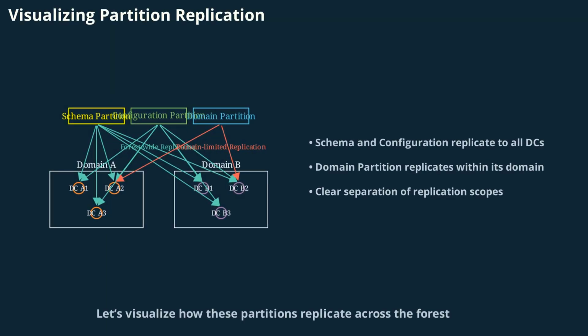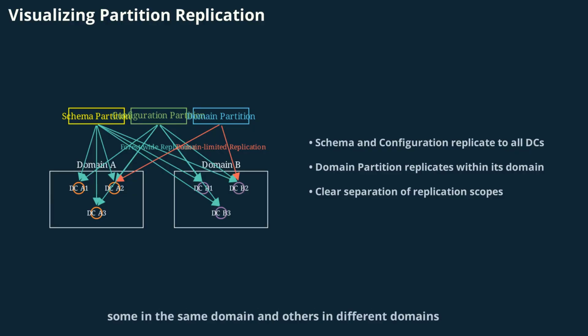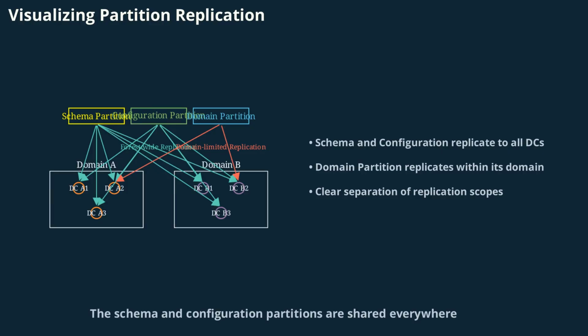Let's visualize how these partitions replicate across the forest. Imagine a network of domain controllers, some in the same domain and others in different domains. The schema and configuration partitions are shared everywhere, while the domain partition data stays within its own domain. This structure is key to balancing consistency, performance, and security in large organizations.